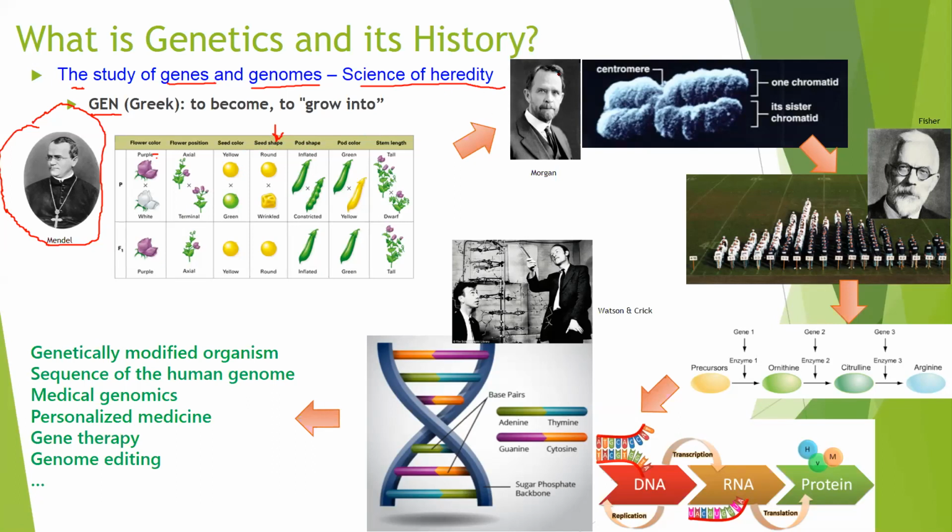So the second important scientist in genetics history is Morgan. This gentleman actually did a very creative experiment to figure out that the genes, or the Mendelian particles, are actually located on chromosomes. So his contribution is to identify the location of the genes, which is on the chromosome.